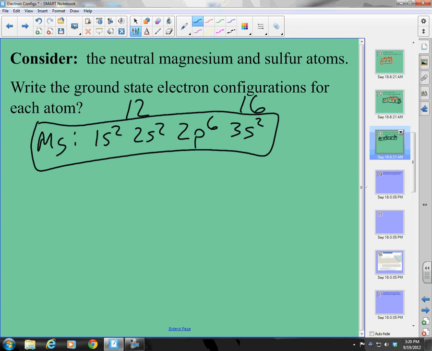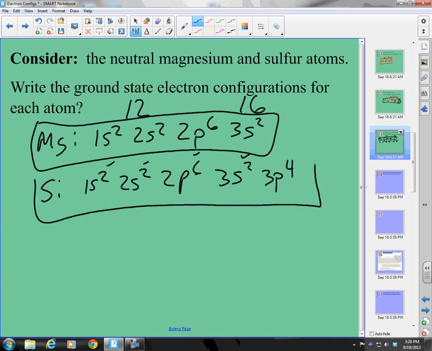What about sulfur? 1s2, 2s2, 2p6, 3s. What? I can only go 2 with 3s, right? So that's 2, 2, 4, 10, 12. I need 4 more electrons. So it goes where? 3p4. There we go. 1s2, 2s2, 2p6, 3s2, 3p4.